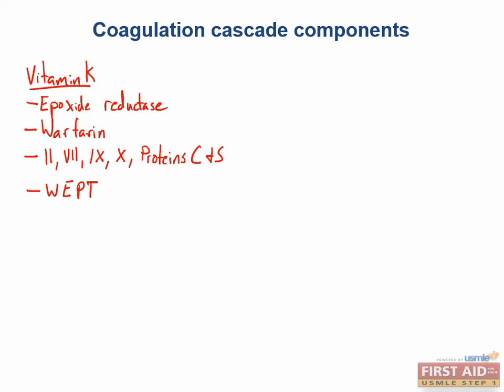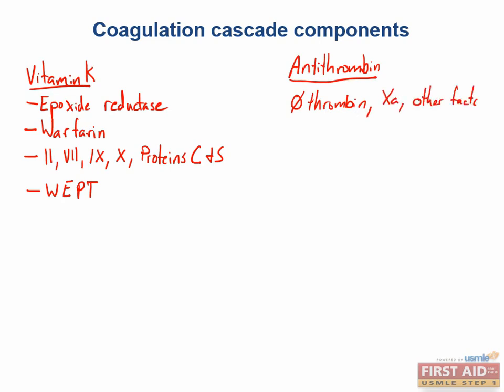There are three main methods of anticoagulation for the body: antithrombin, protein C and S, and plasmin. We already mentioned antithrombin and plasmin, but we will review them here again. Antithrombin mostly acts on thrombin and factor 10A, although it also acts on several other factors to a lesser degree. Antithrombin is potentiated or greatly enhanced by heparin.